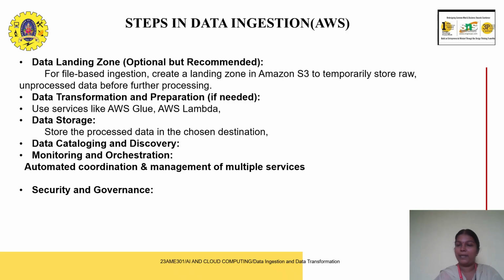Next, it includes the data transformation and also the preparation. It needs the services like AWS Glue, AWS Lambda. Next one is data storage. We can process the data and we can store the data in the chosen destination. We can also catalog the data and its discovery. So automated coordination and management of multiple services can be done by using monitoring and orchestration. We can also achieve the security and governance on the data.